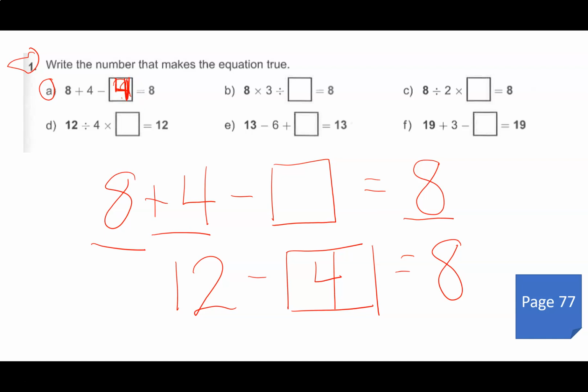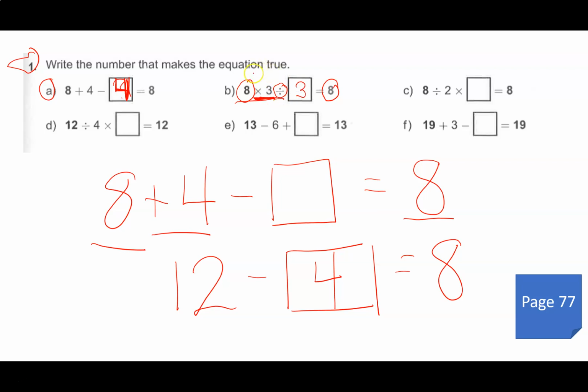Let's try one more together. You'll notice that the beginning number and our final number are always the same for question 1. So 8 times 3 divided by something will get us back to 8. So if we start with 8, if we multiply by 3, then we can apply the inverse of multiplication to get back to our original number. So 8 times 3. Let's undo times 3. So we are going to divide by 3 to get back to 8.